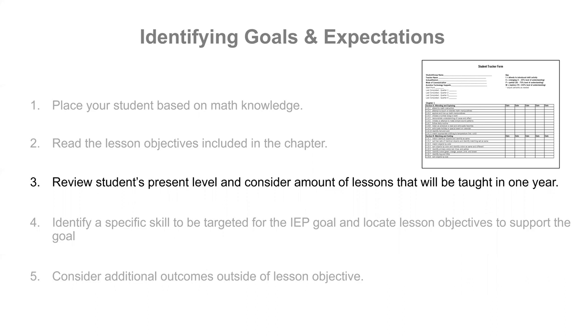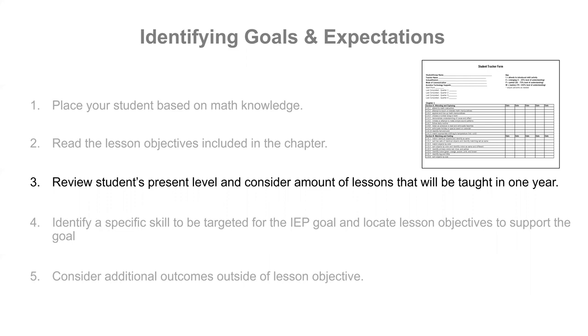Next, review students' present level and consider the amount of lessons that will be taught in one year. This is the point you would start if your student has already been placed in Equals and is currently learning math with an Equals lesson. Review the student's current Equals math lesson or the lesson chosen for student placement.